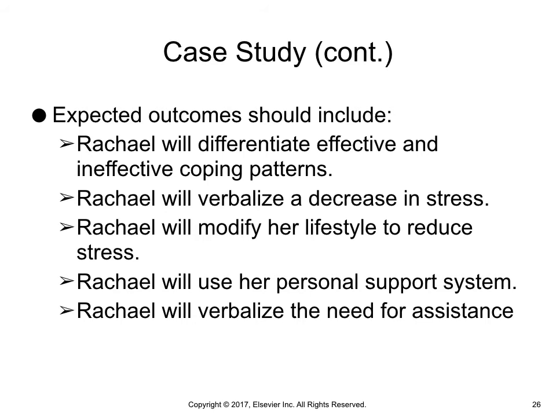Expected outcomes should include: Rachel will differentiate effective and ineffective coping patterns. Rachel will verbalize a decrease in stress. Rachel will modify her lifestyle to reduce stress. Rachel will use her personal support system. And Rachel will verbalize the need for assistance.